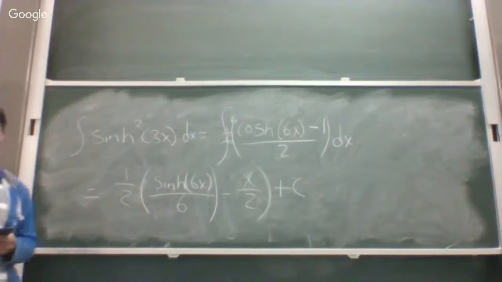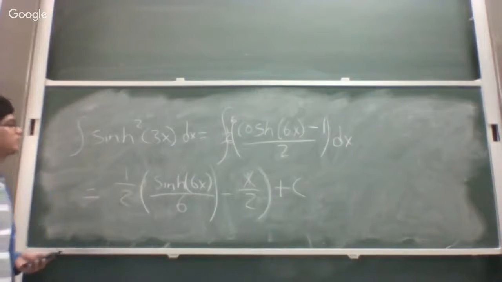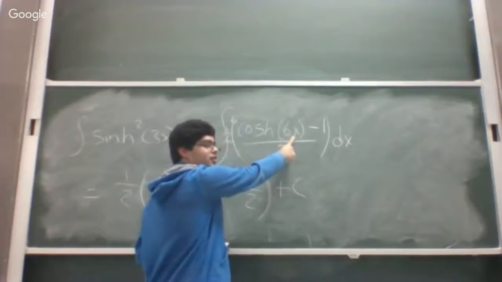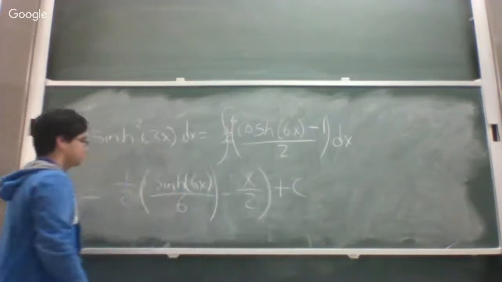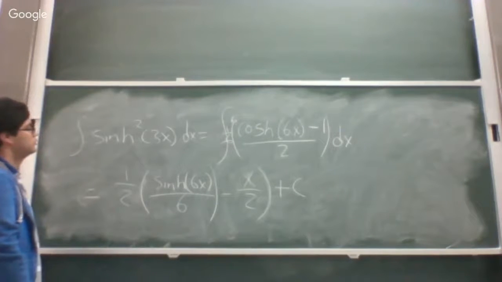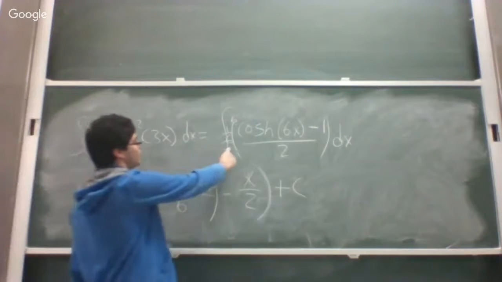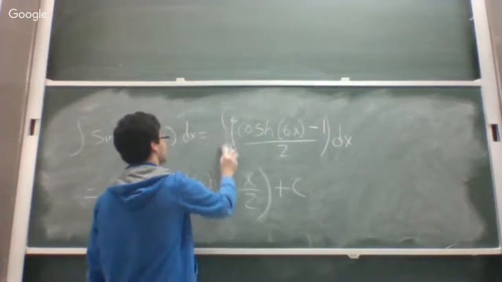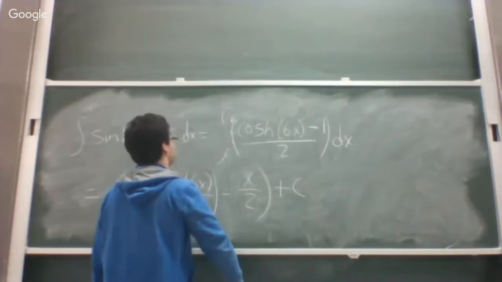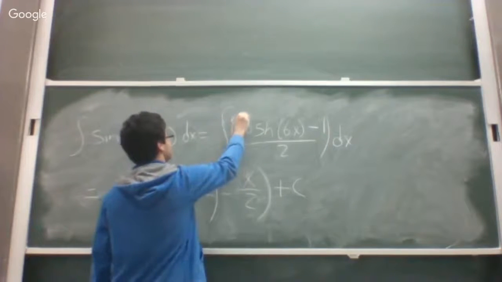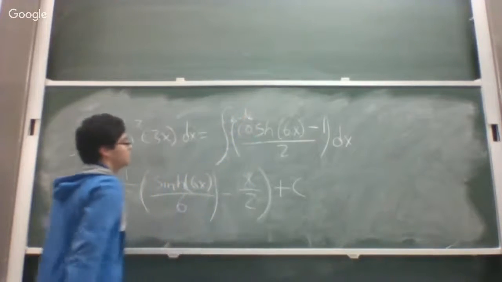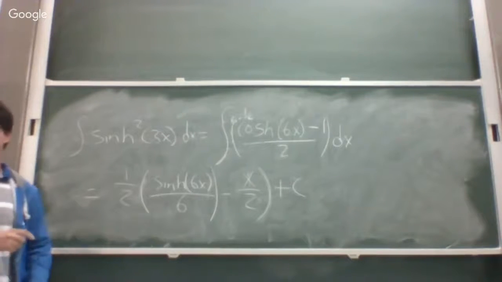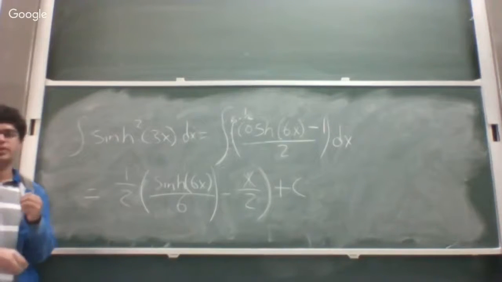Why is there a 1/6? Because our u is 6x. Oh, I just wrote that because we're multiplying cosh by 6, we also need to multiply by 1/6. Okay, I see. Any questions on this? Or did you guys all follow me?